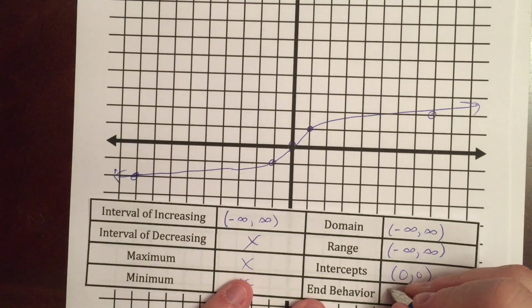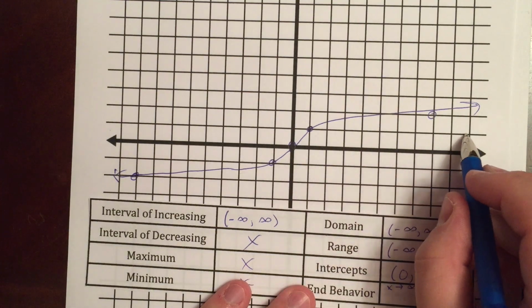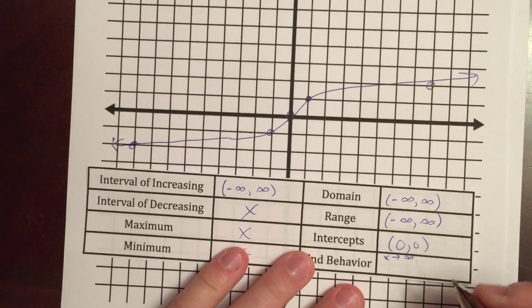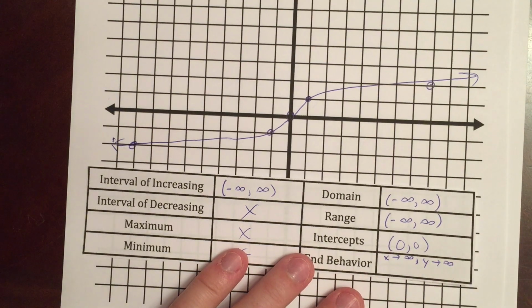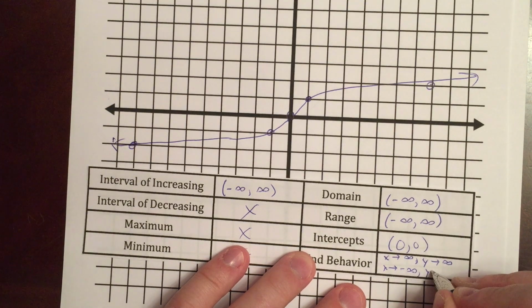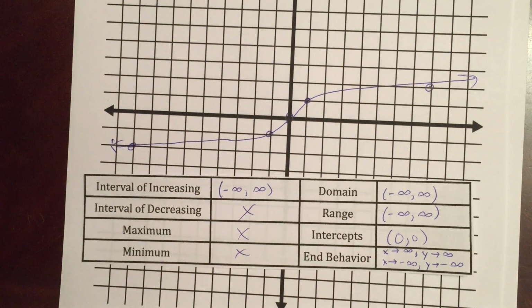For end behavior, as x goes to positive infinity, which means as x is going to the right, the graph is going up to positive infinity. So y is going to positive infinity. As x goes to the left to negative infinity, the function goes downward to negative infinity. It's very important to interpret these key pieces.